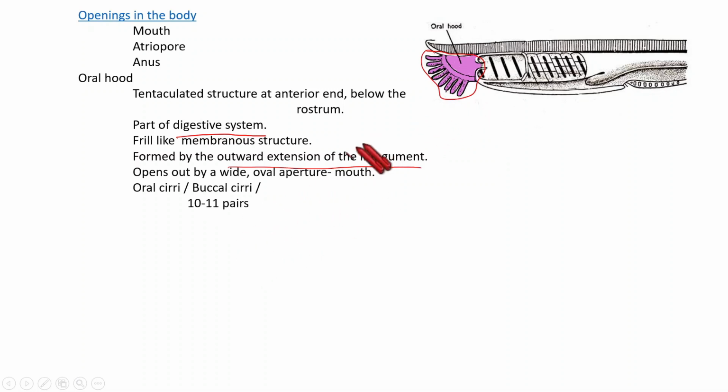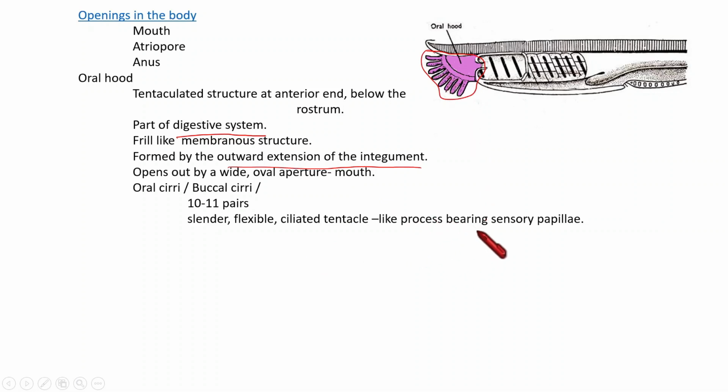How many cirri are usually present? 10 to 11 pairs are present here. That many finger-like structures are present in the case of cephalochordates. And these cirri are slender, flexible, not rigid, and ciliated. And what is their purpose? They bear some sensory papillae. So sensory is also a function.